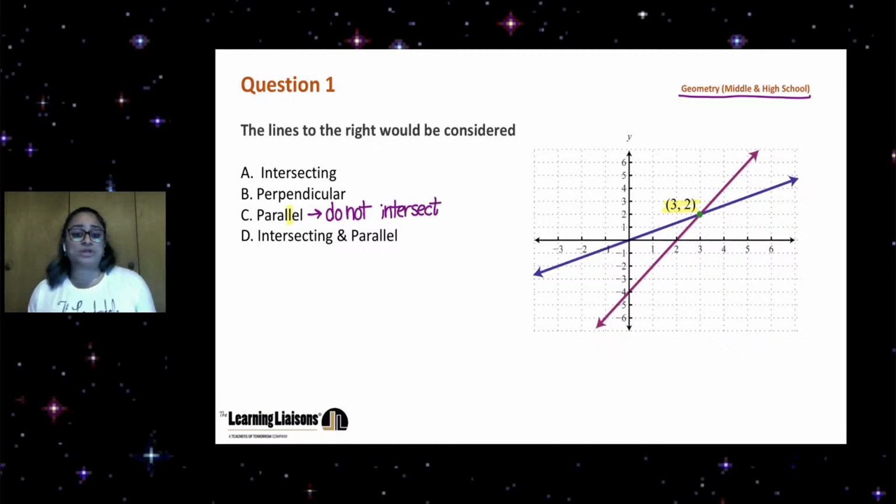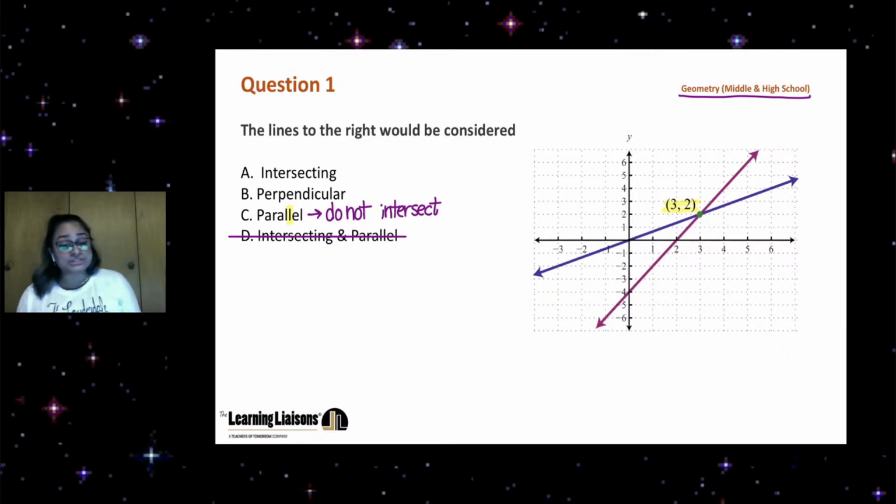Try to figure out what your answer choices are telling you because the question itself didn't give you much to go off of. We notice that parallel means do not intersect, but then D says intersecting and parallel. That seems to be something that can't exist because we can't have something that is crossing and not crossing at the exact same time. So D, sorry, doesn't seem like it's going to be a good fit. Let's cross that one off, not even in the running.